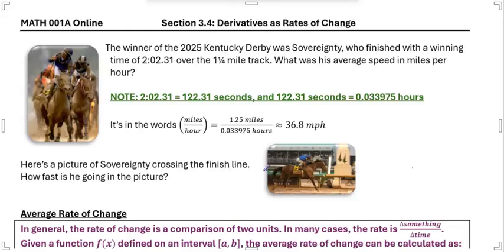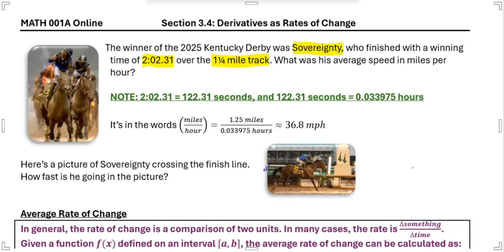Welcome to a video on section 3.4, derivatives as rates of change. Okay, we're going to be talking about the Kentucky Derby. The winner of the 2025 Kentucky Derby was a horse named Sovereignty. We don't know who the jockey was. Nobody cares about that. Who finished with a winning time of 2 minutes and 2.31 seconds over the 1 1/4 mile track. What was the average speed in miles per hour of the horse?